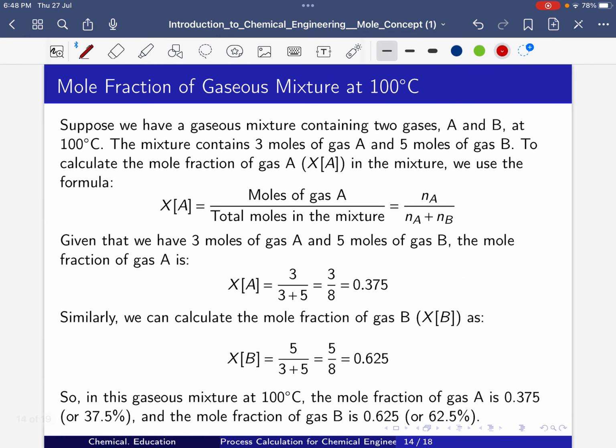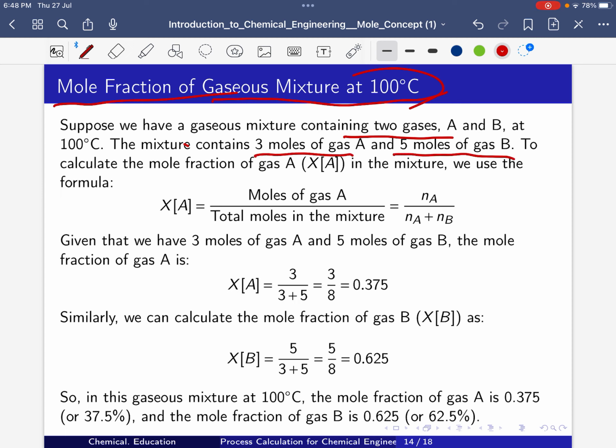Now, mole fraction of a gaseous mixture at 100 degrees centigrade. Here a gaseous mixture is there at 100 degrees centigrade, and we have to calculate the mole fraction. Suppose we have a gaseous mixture containing two gases A and B at 100 degrees centigrade. The mixture contains 3 moles of gas A and 5 moles of gas B.